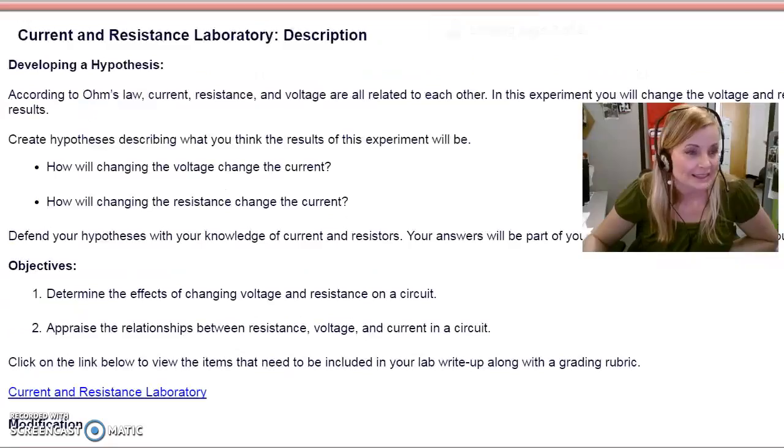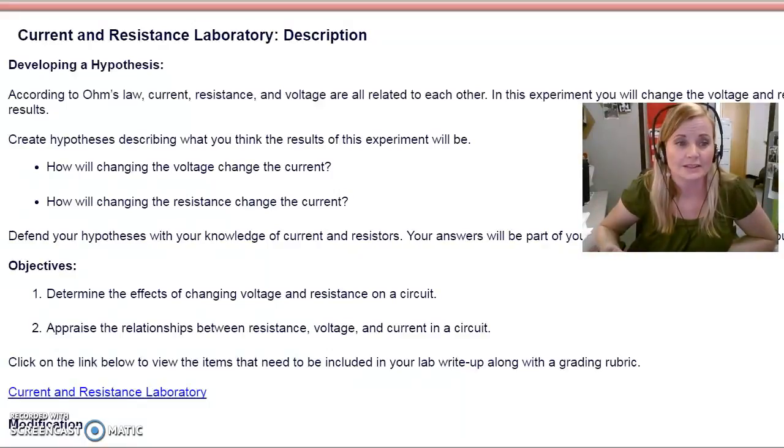So let's look at the lab that you will be completing. You will need to develop a hypothesis. What do you think is going to happen, and why do you think it's going to happen? Remember to use your textbook to cite some sort of evidence that supports your hypothesis. That's necessary for full points in this section.